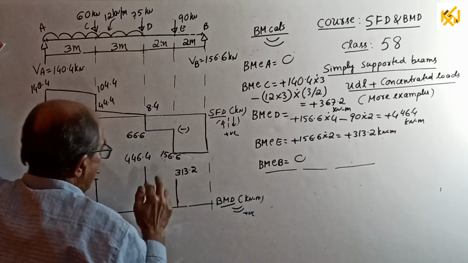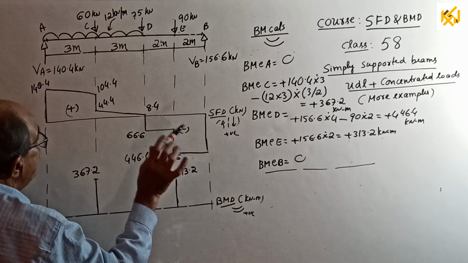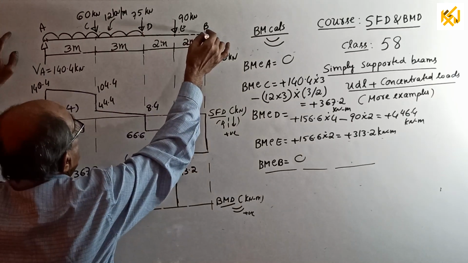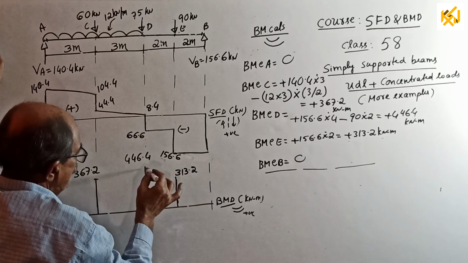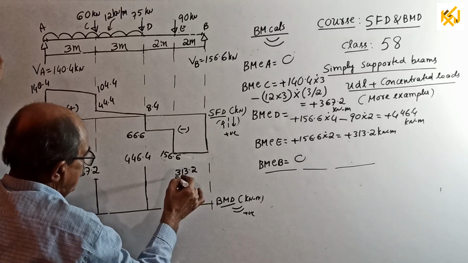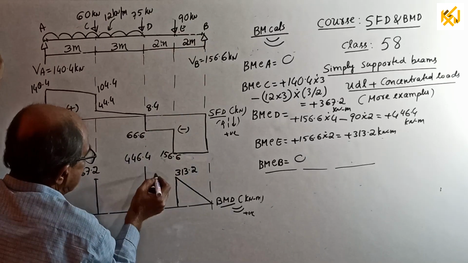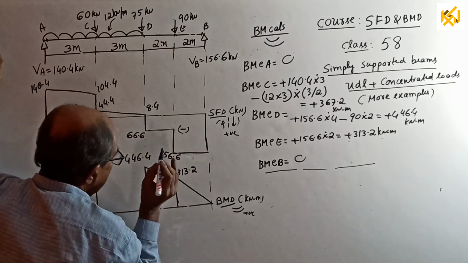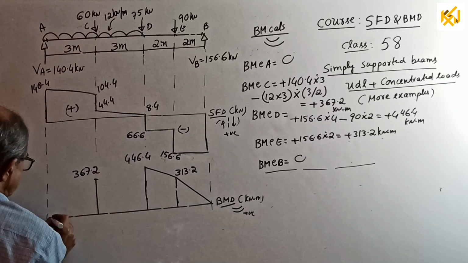Write everything and mark all the ordinates somewhat to scale. See, now joining B to E linear, 313.2, 446. Okay, no problem. Linear. D to E also linear, but slope will be lesser. See? Why? Shear force lesser. Then A to C parabola.